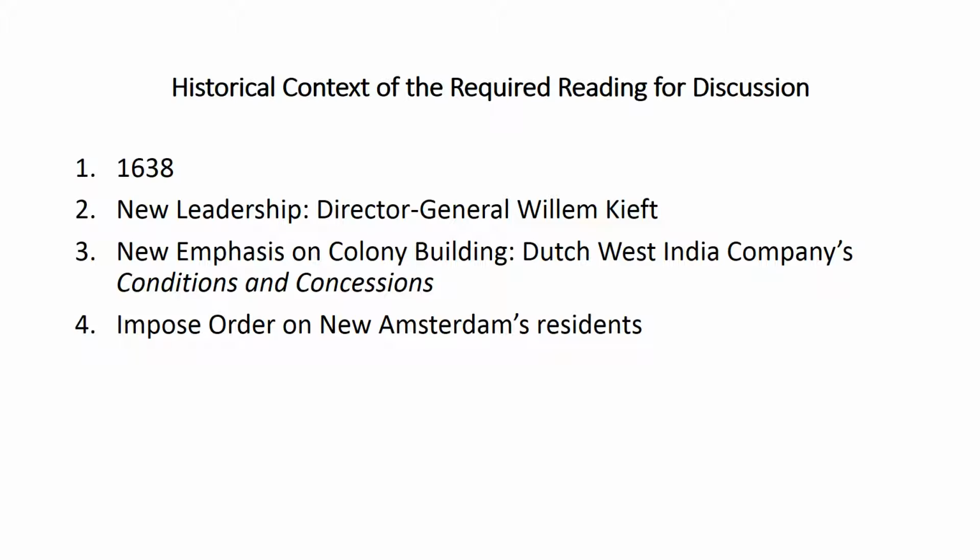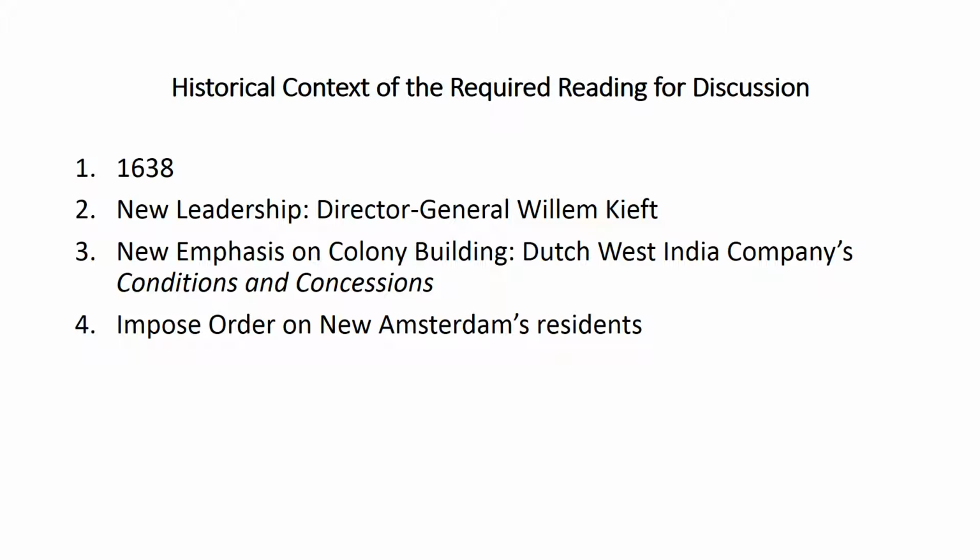And one of the things that we see happening in 1638 is a new emphasis on imposing order on New Amsterdam's residents. Up until this point, if you read any description of New Amsterdam, you would realize that it was a town of sailors and rabble-rousers and traders, people who spent only part of the year there. There's no really permanent settlement. There's no emphasis on building a city or building a town. Rather, people come, they trade, they drink, they carouse, they smoke lots of tobacco, and then they go back home or they go on to other places.